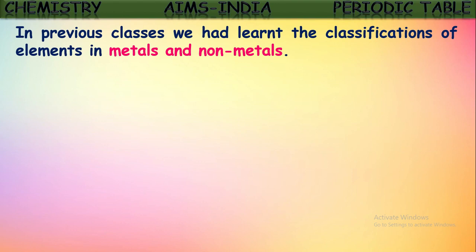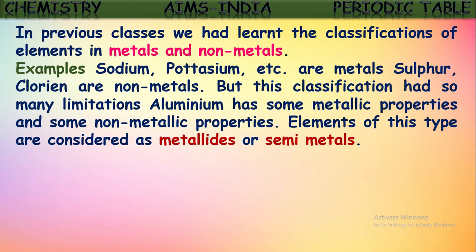So in previous classes, most probably in 8th class, we have learned the classification of elements into metals and non-metals, isn't it? There you have seen how elements are classified into metals and non-metals, on which basis, and what the properties of these metals and non-metals are. For example, sodium, potassium, etc. are metals, isn't it? And sulfur, chlorine are non-metals.